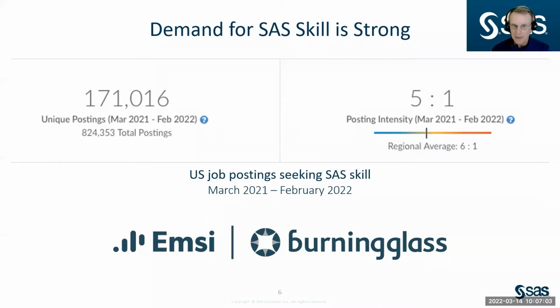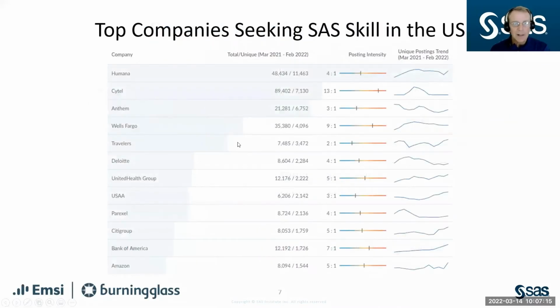So, this shows that in the last year, there's been 171,000 jobs that listed SAS as a skill. This is in the US. You can see some of the companies that are the biggest posters. We're really big in healthcare and pharmaceuticals, but also banking. Humana is one of the top employers of SAS for SAS skills. But you also see maybe some other companies that are familiar to you. Also, financial industry, SAS is a desired skill.